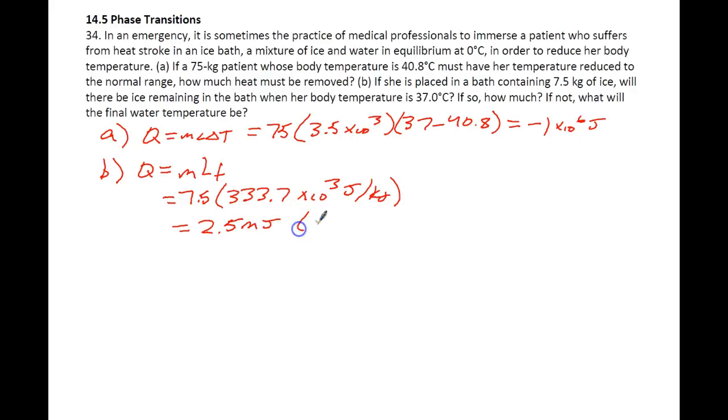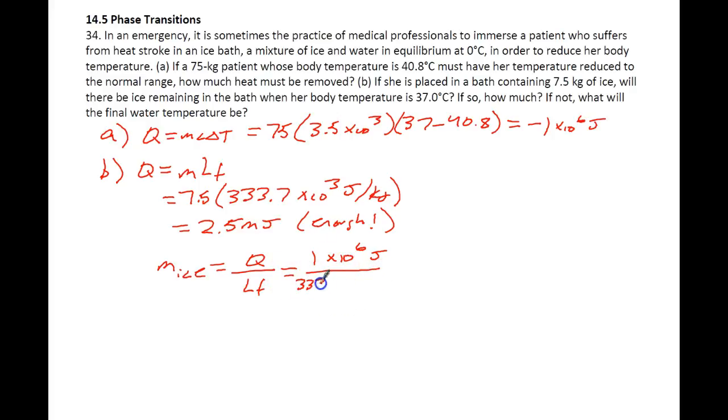So that's enough. It is enough. Since it's enough, we need to figure out how much ice we're going to have left. So the mass of ice is going to be equal to the amount of heat we want to remove divided by the latent heat of fusion. We only need to remove 1 times 10 to the sixth joules, so 1 million joules is what we said for that temperature change.